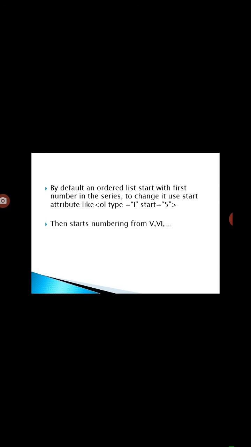By default, an ordered list starts with the first number in the series. To change it, we can use the start attribute, like OL type equal to I, start equal to 5, and it starts numbering from 5, 6, 7, etc.